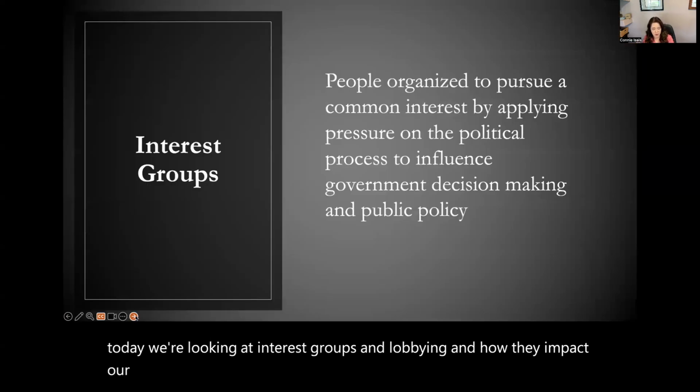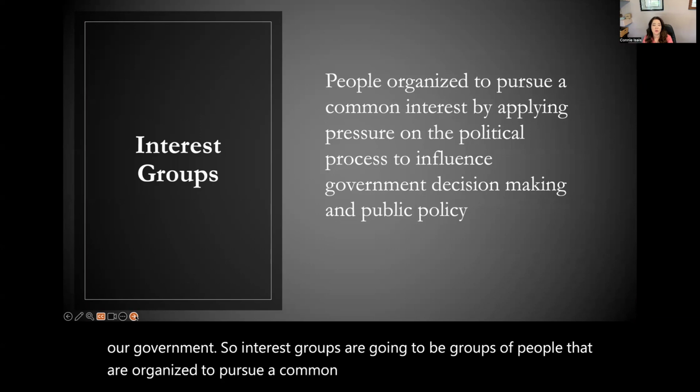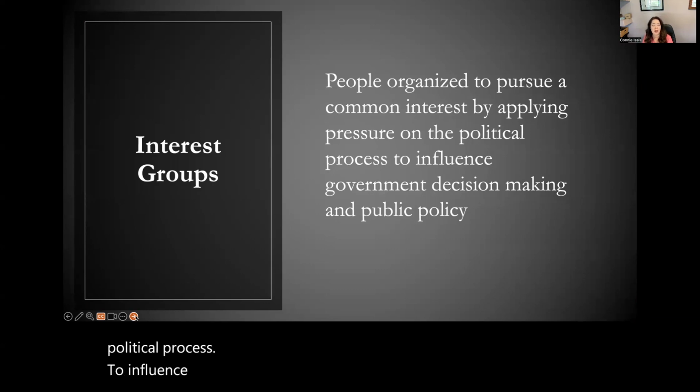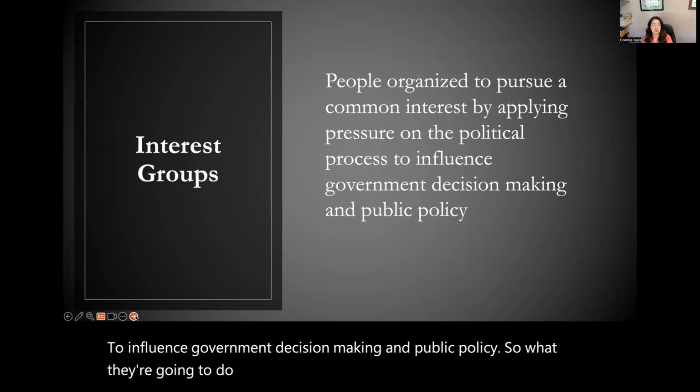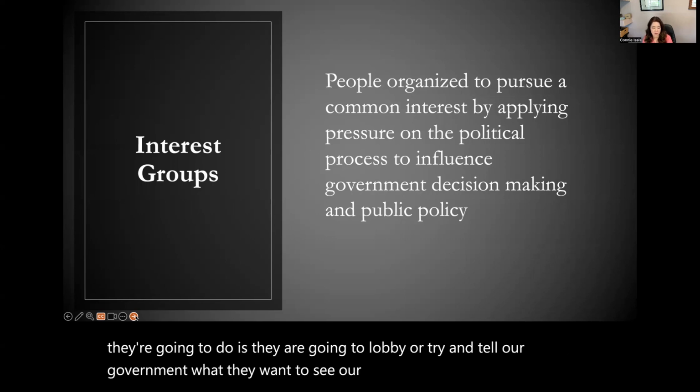So, interest groups are going to be groups of people that are organized to pursue a common interest by applying pressure on the political process to influence government decision making and public policy. So, what they're going to do is they are going to lobby or try and tell our government what they want to see our government accomplish. They're going to monitor government activity.